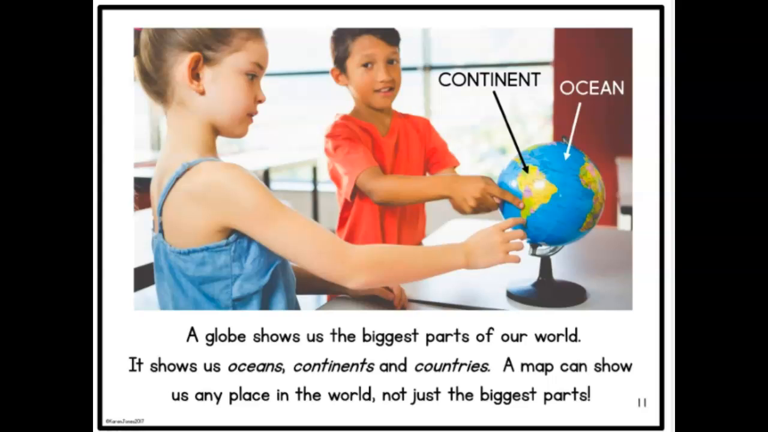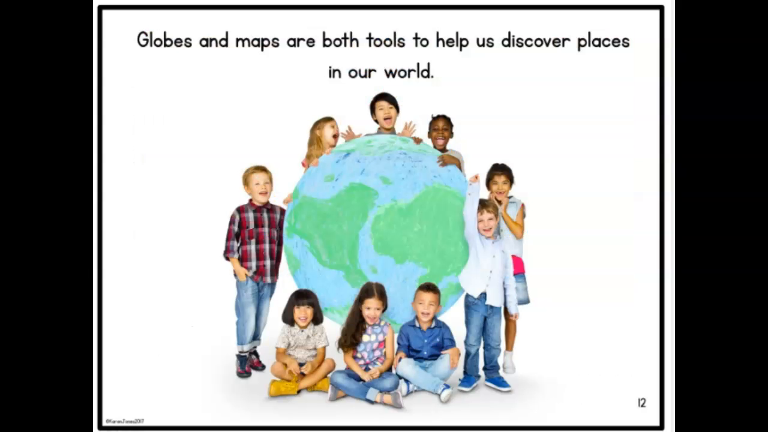A globe shows us the biggest parts of the world. It shows us oceans, continents, and countries. A map can show us any place in the world, but not the biggest parts, because a map can only show certain areas at a time. Globes and maps are both tools to help us discover places in our world.